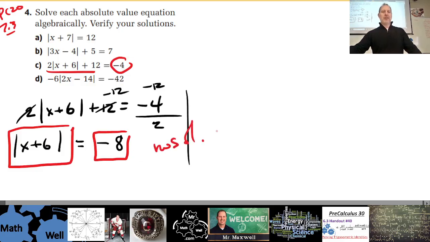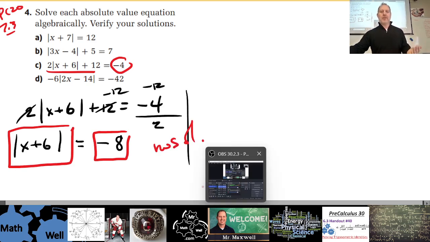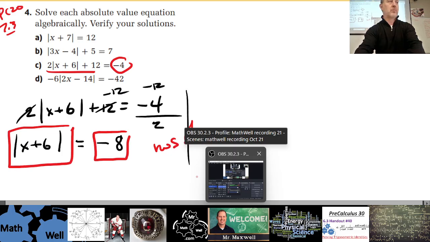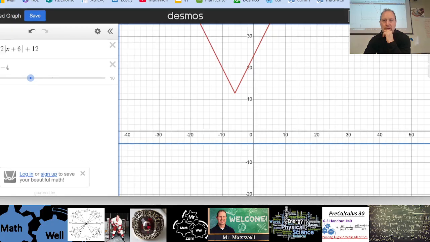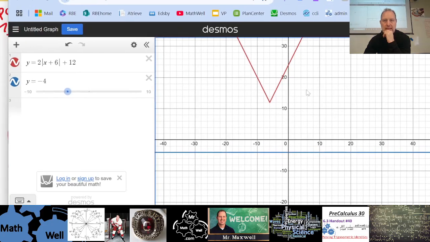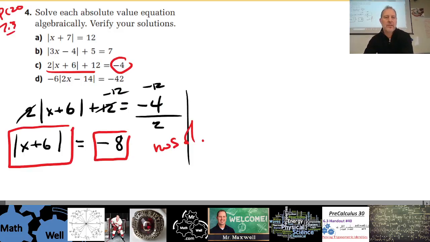Now, we're going to verify the solution. I think a good way to verify this would be to plop this into graphing technology and see if the two sides overlap. So let's do that. If we graph these two, what we see is that the red graph, which is the left side of the equation, and the blue graph, which is the constant negative 4, don't intersect at all, ever. So that means there are no solutions to this. So again, if you see this, you know you've got a problem.